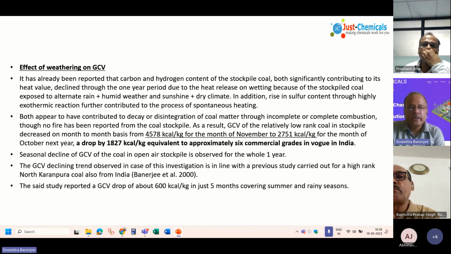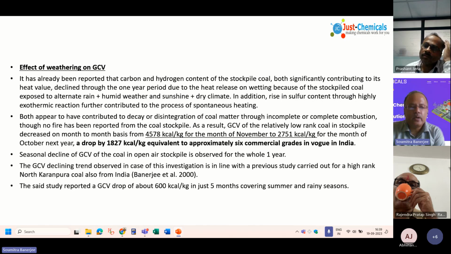As a result, GCV of the relatively low rank coal in the stockpile decreased on a month basis from 4,578 kilocal to 2,751 kilocal, a drop of 1,827 kilocal per kg, equivalent to 6 commercial grades in virgin India. So seasonal decline in GCV in coal in open air is observed for the whole 1 year.